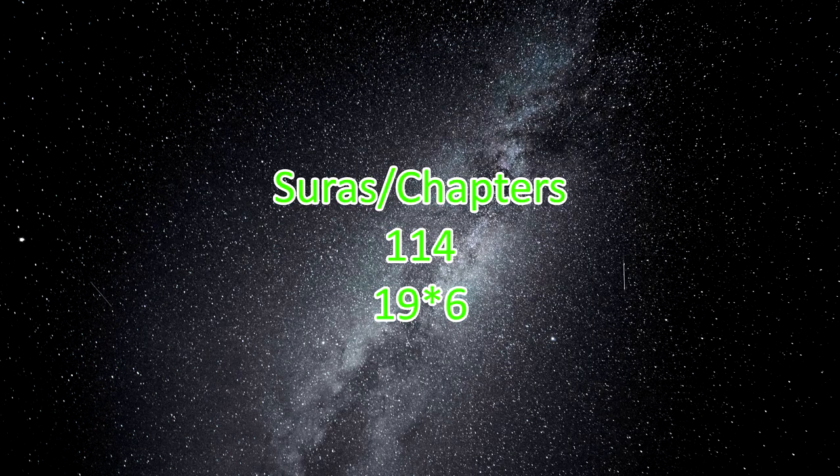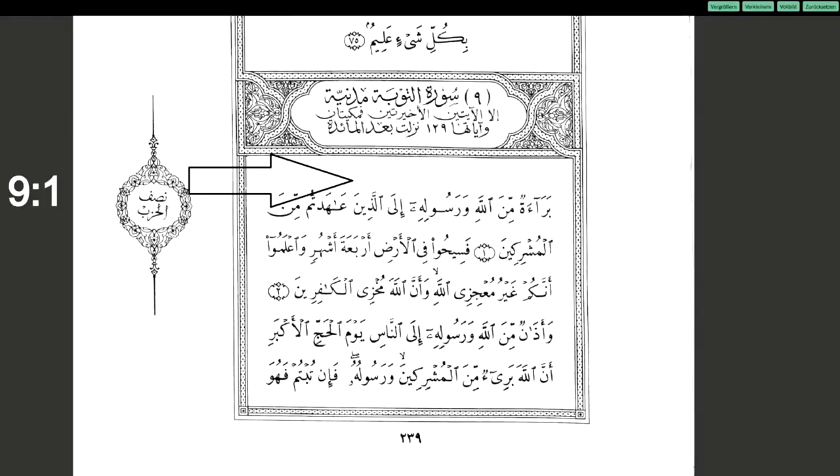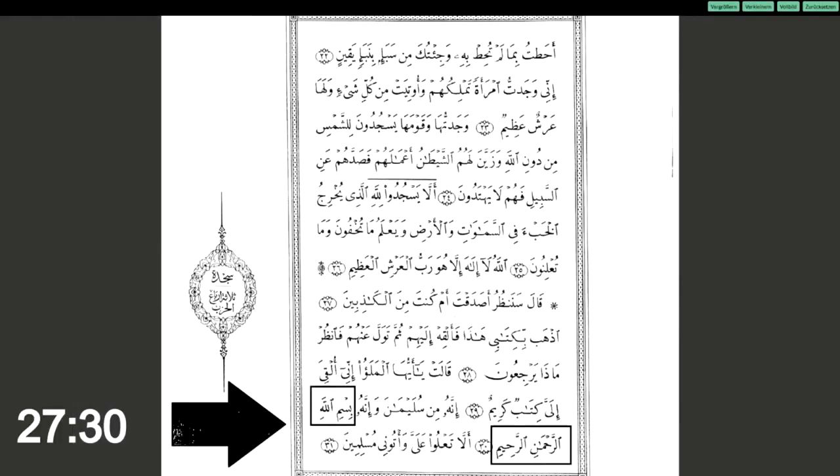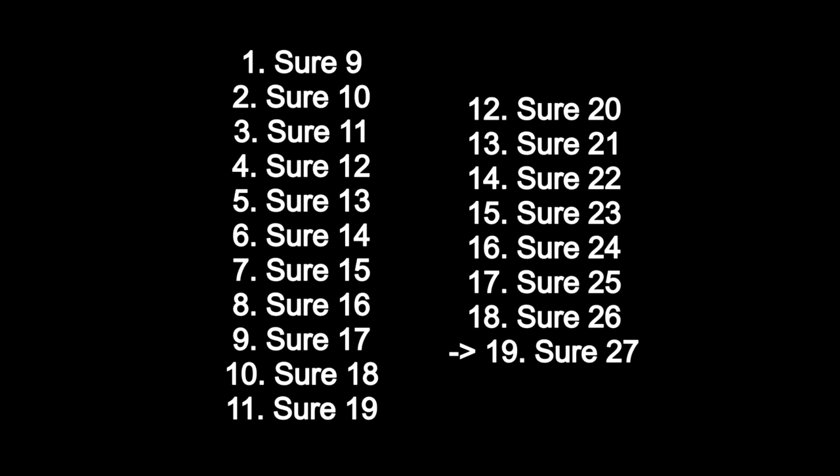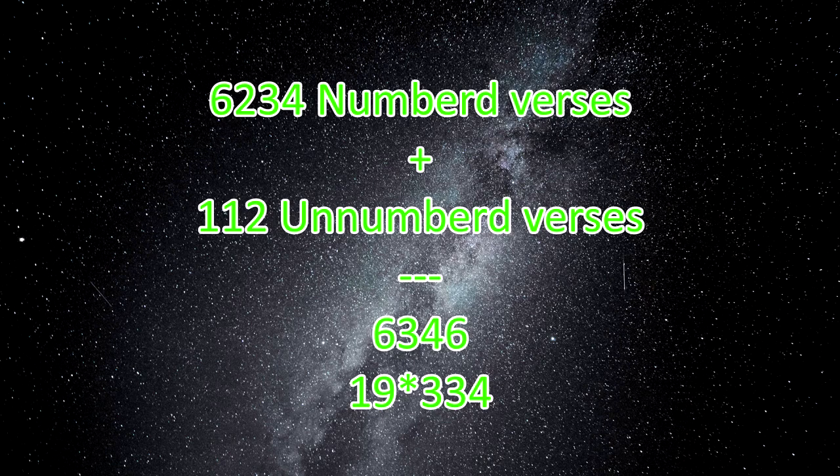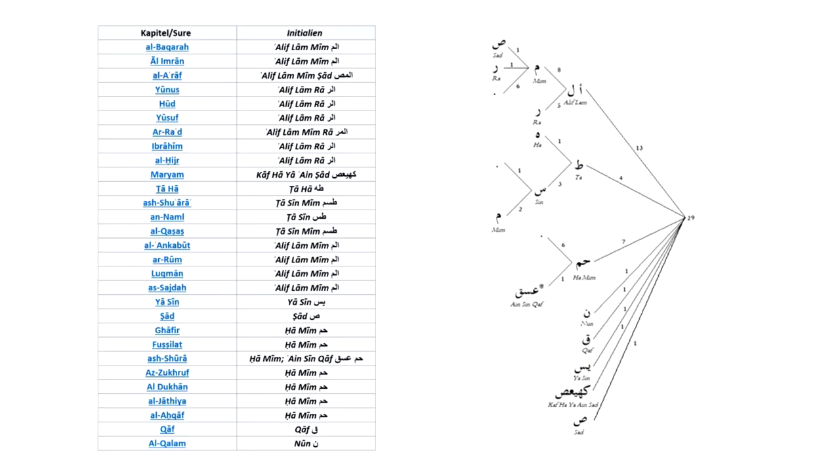And the Quran has 114 surahs, which is 19 times 6. Although a Basmala is missing in Surah 9, the Basmala occurs again in Surah 27 verse 30, so the frequency of the Basmala is 114, which is again 19 times 6. The distance from the missing Basmala to the additional Basmala is exactly 19 surahs. The total sum of all verses in the Quran, including the unnumbered verses, is exactly 6346, which is 19 times 334. 29 chapters of the Quran begin with combinations of 14 different letters.